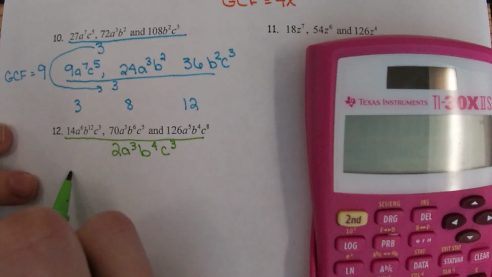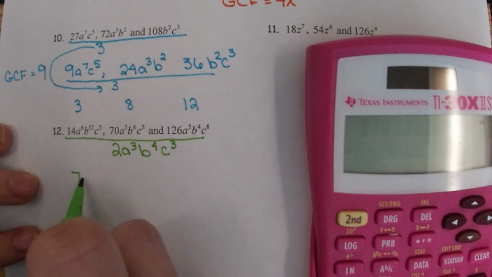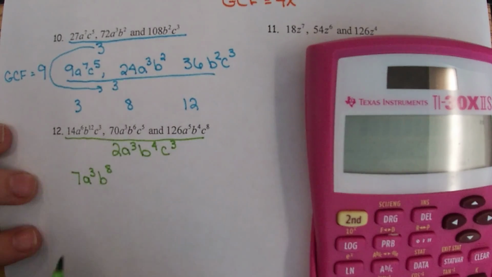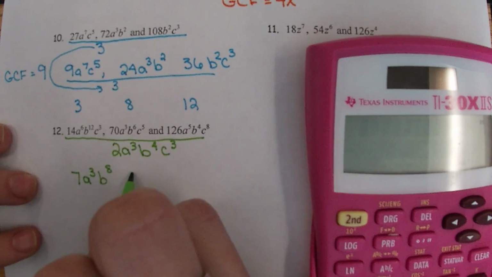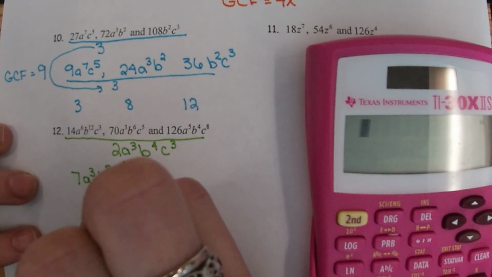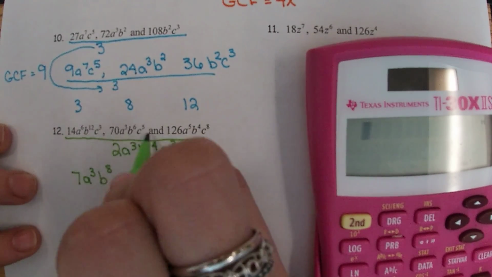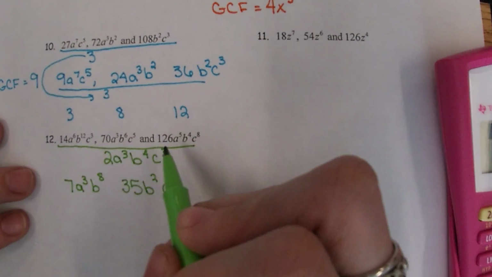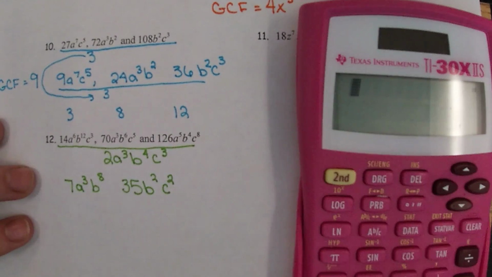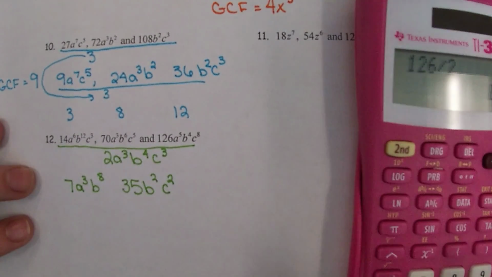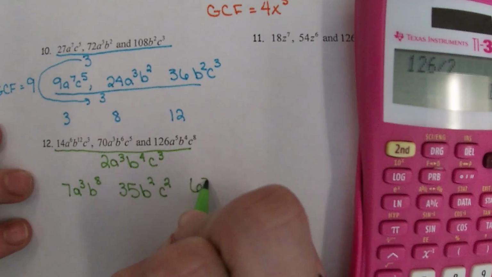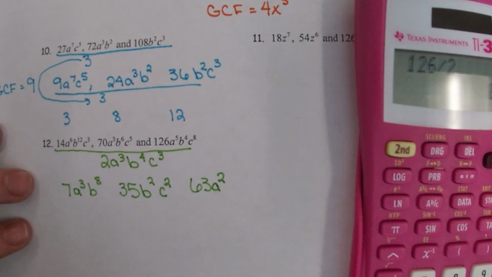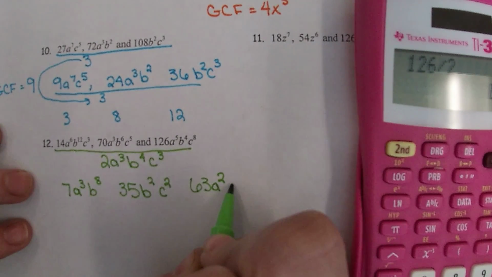So 14 divided by 2 is 7. I'll subtract. 6 minus 3 is 3. 12 minus 4 is 8. 3 minus 3 is 0. 70 divided by 2 is 35. Those will cancel. B squared. 5 minus 3 is 2. 126 divided by 2 is 63. We'll subtract exponents. 5 minus 3 is 2. 4 minus 4 cancels. 8 minus 3 is 5.